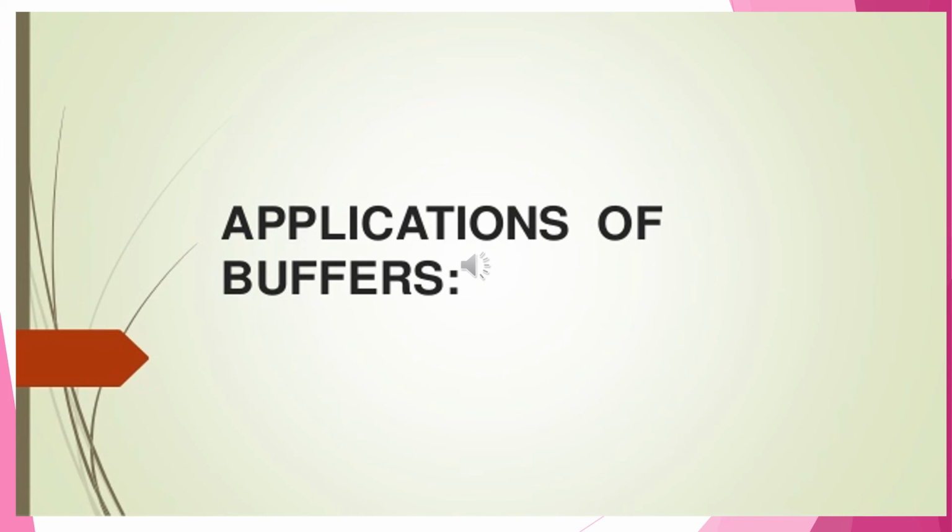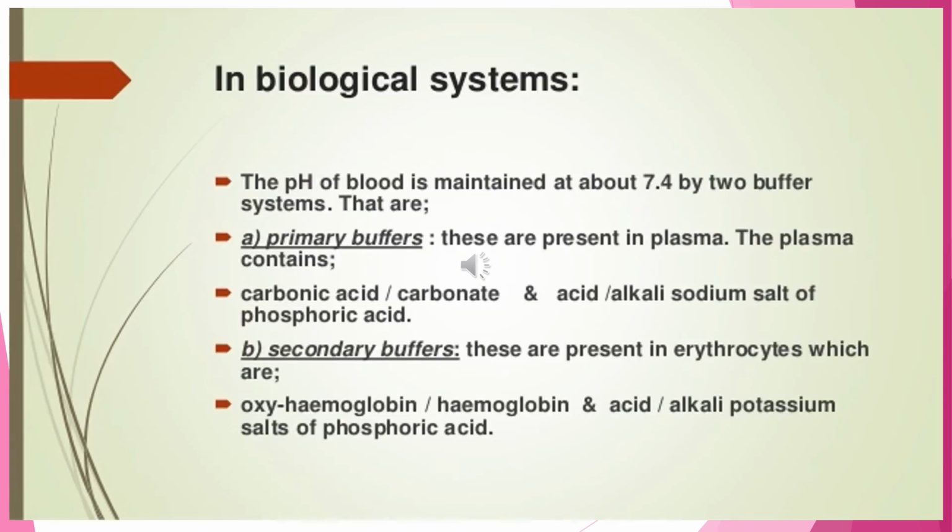Application of buffers. In biological systems, the pH of blood is maintained at about 7.4 by two buffer systems. The first one is the primary buffer, present in plasma. The plasma contains carbonic acid, carbonates and acid alkali sodium salt of phosphoric acid. The second one is the secondary buffers. These are present in erythrocytes, that is RBC, which are oxyhemoglobin, hemoglobin, and acid alkali potassium salt of phosphoric acid.